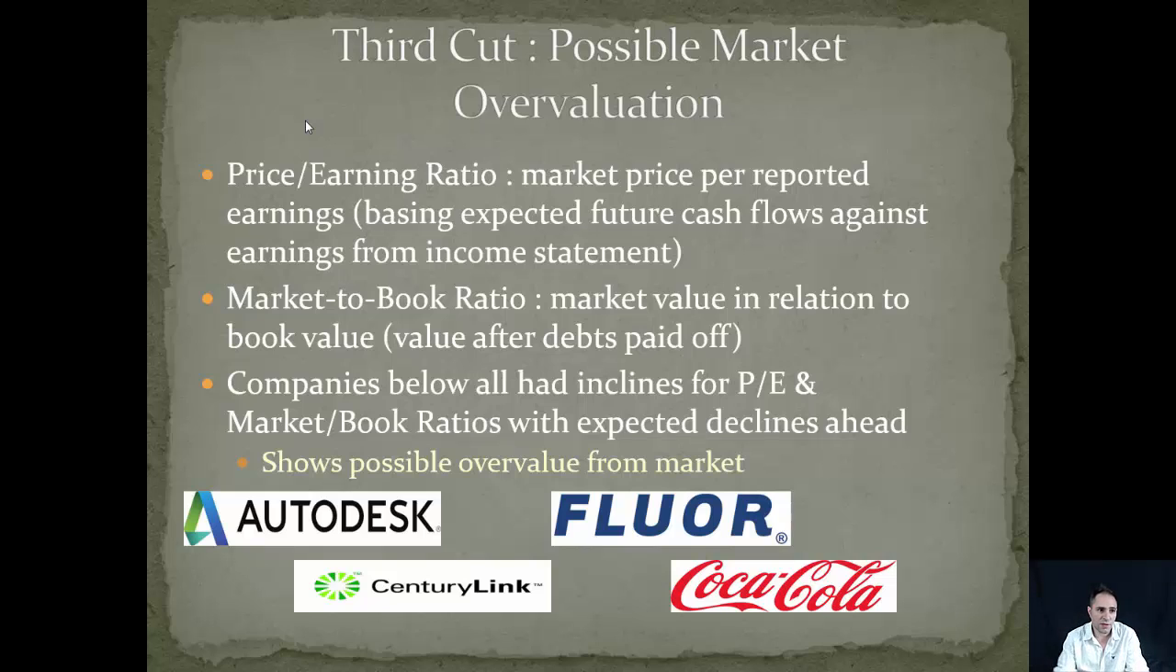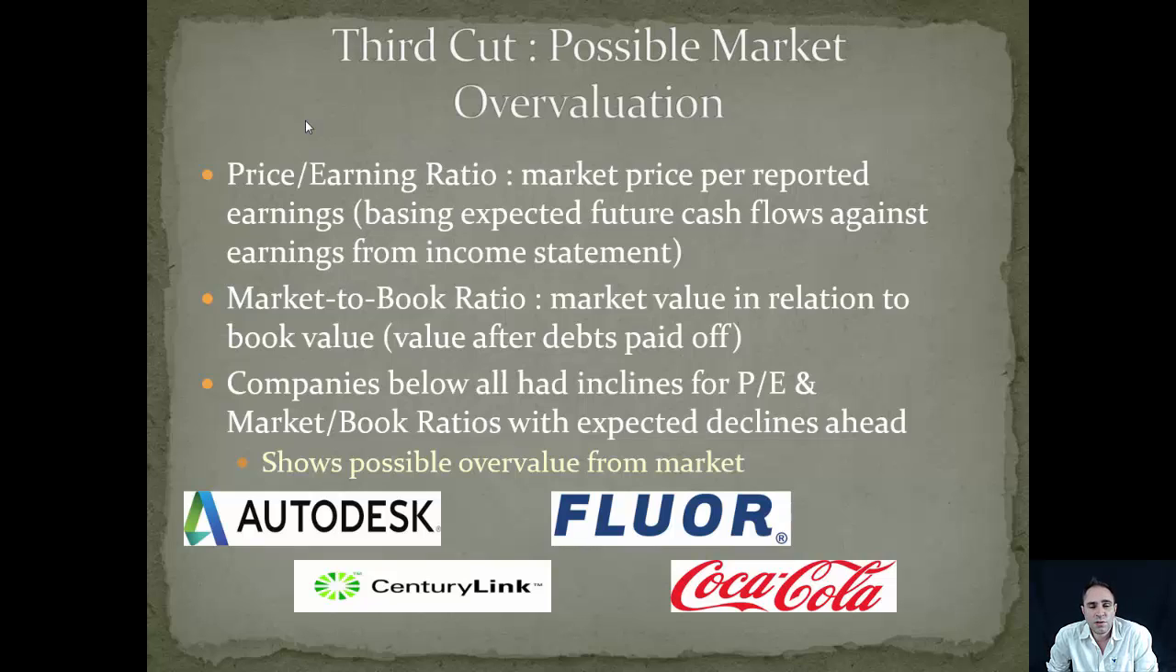My third cut involved 4 other companies, Autodesk, Fluor, CenturyLink, and Coca-Cola. Fluor is an environmental company, CenturyLink is a telecommunications company, Coca-Cola is a beverage company, and Autodesk deals with publishing. And so with these 4 companies, I did notice that there was a possible overvaluation for the market values.